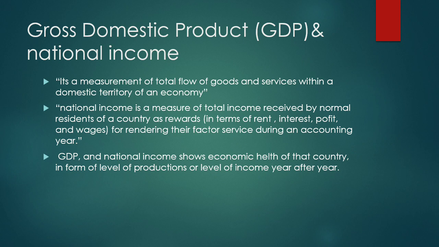Okay, so GDP is what? When we talk about GDP, it measures the total flow of goods and services within a domestic territory of the economy, right? What kinds of goods are produced in a domestic territory, in monetary terms? When we calculate it together, we find gross domestic product. It is a measurement of the total flow of goods and services within a domestic territory of the economy, right? First of all, you will have to understand what goods are and what the domestic territory of an economy is.